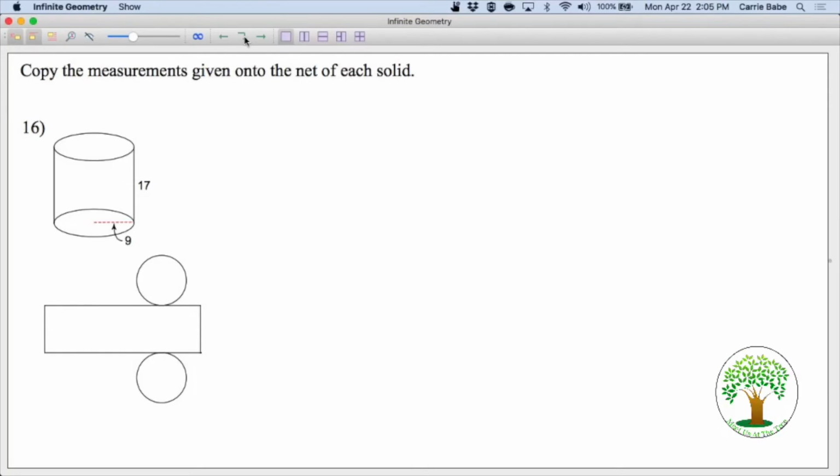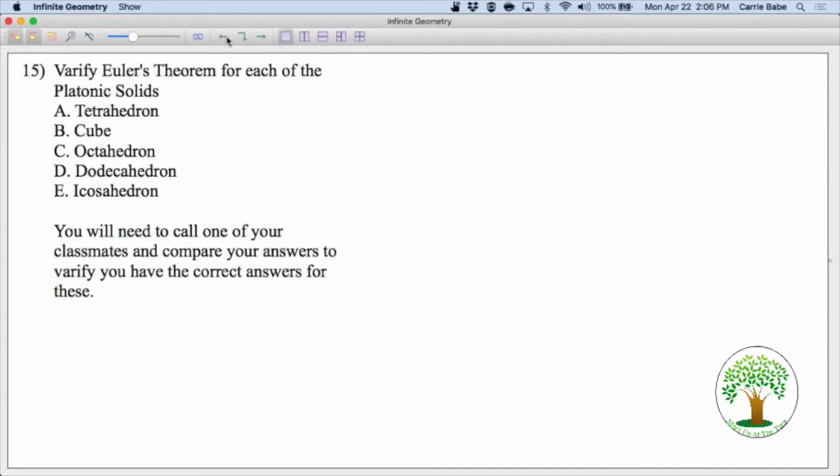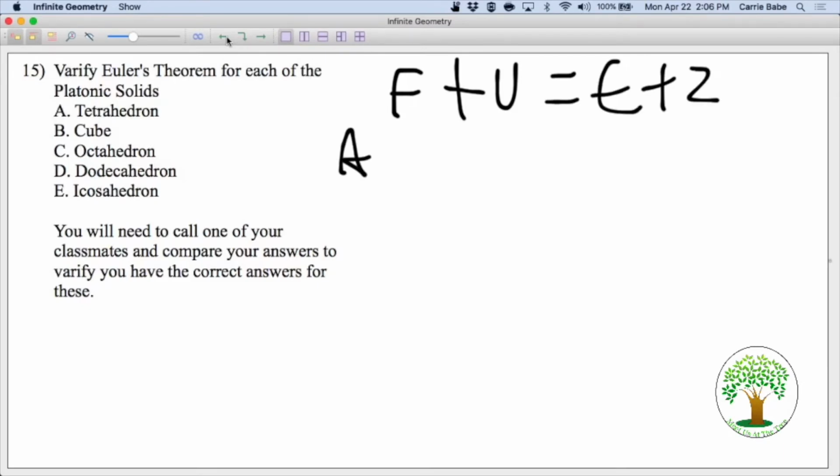We're going to verify Euler's theorem for each of the Platonic solids. So I'm going to explain what I mean by verify the theorem, okay? I wanted you to write F plus V equals E plus 2. And for A, your tetrahedron, your pencil can write right next to it. Your tetrahedron, I want you to write the numbers right underneath to verify the theorem. How many faces does a tetrahedron have? 4. Yes. 4 plus V, if their faces, excuse me, vertices?